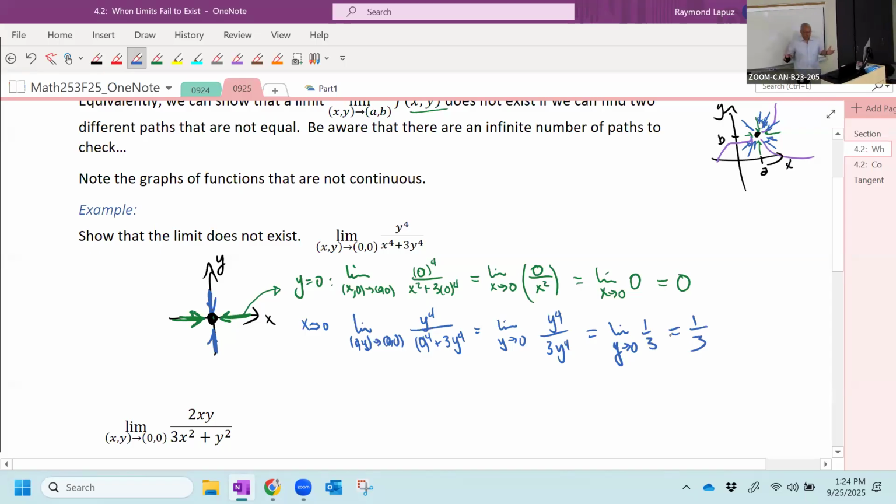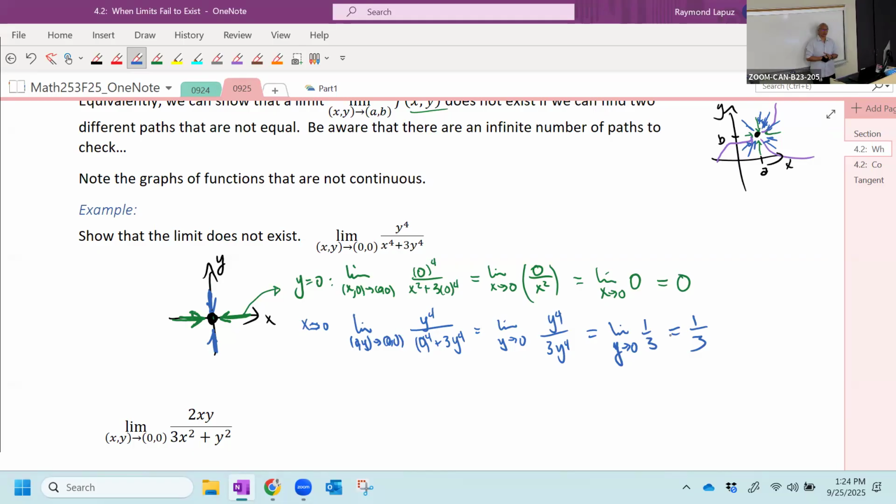And now I have two different limits for two different paths. Two different limits, two different paths, so the limit must not exist.